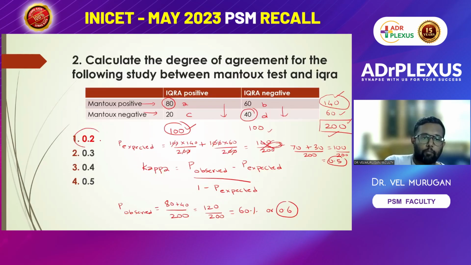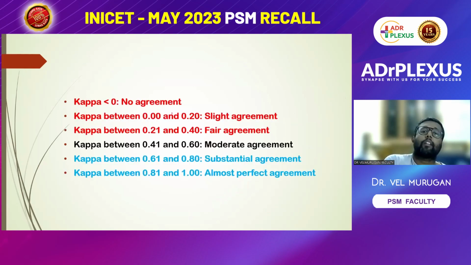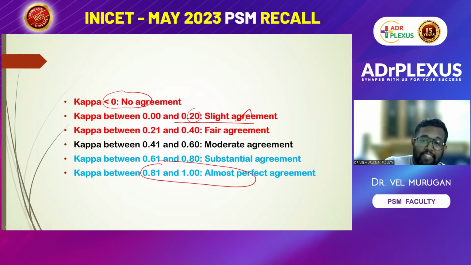Depending on the answer, see what the level of agreement is. Kappa less than 0 is no agreement. 0.8 to 1 is almost perfect agreement. Our answer was 0.2, so it is a slight agreement.